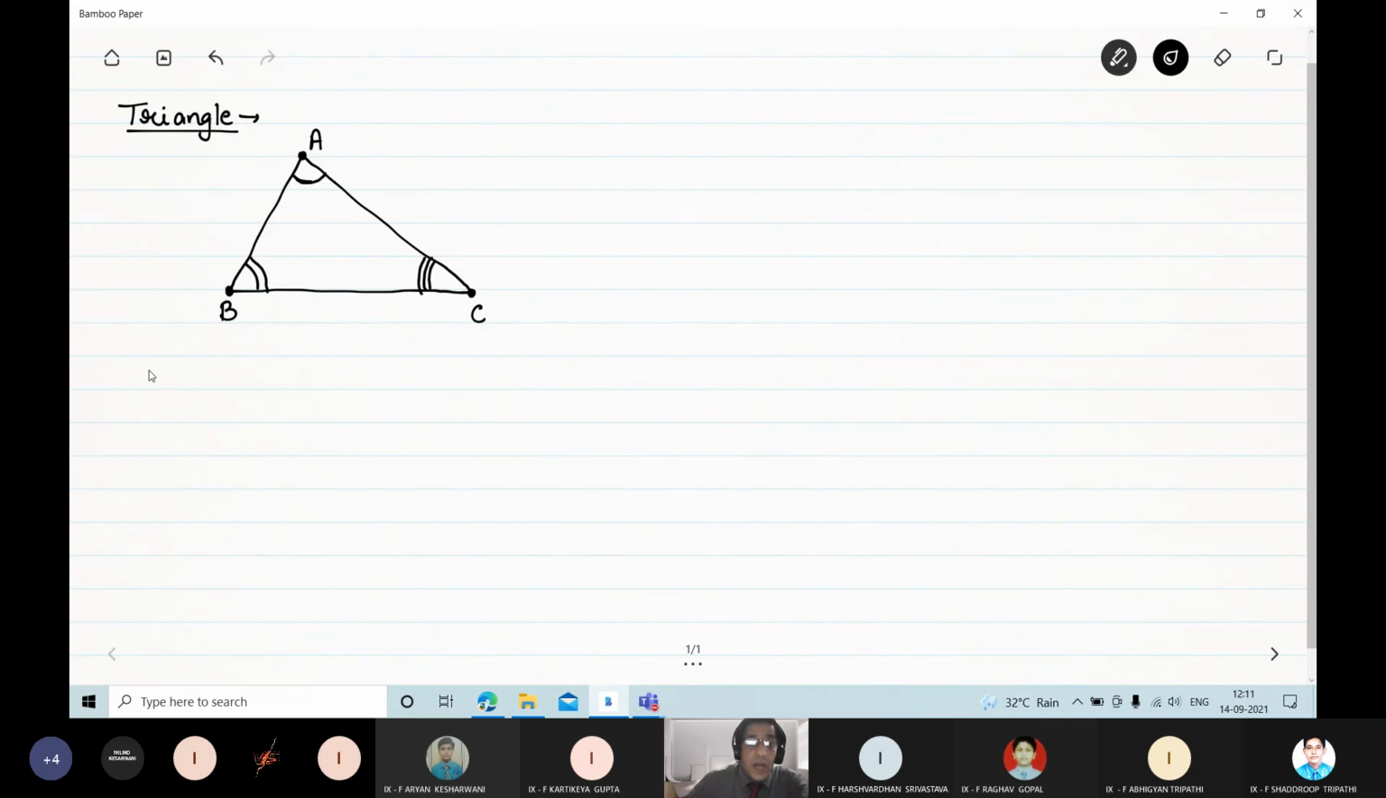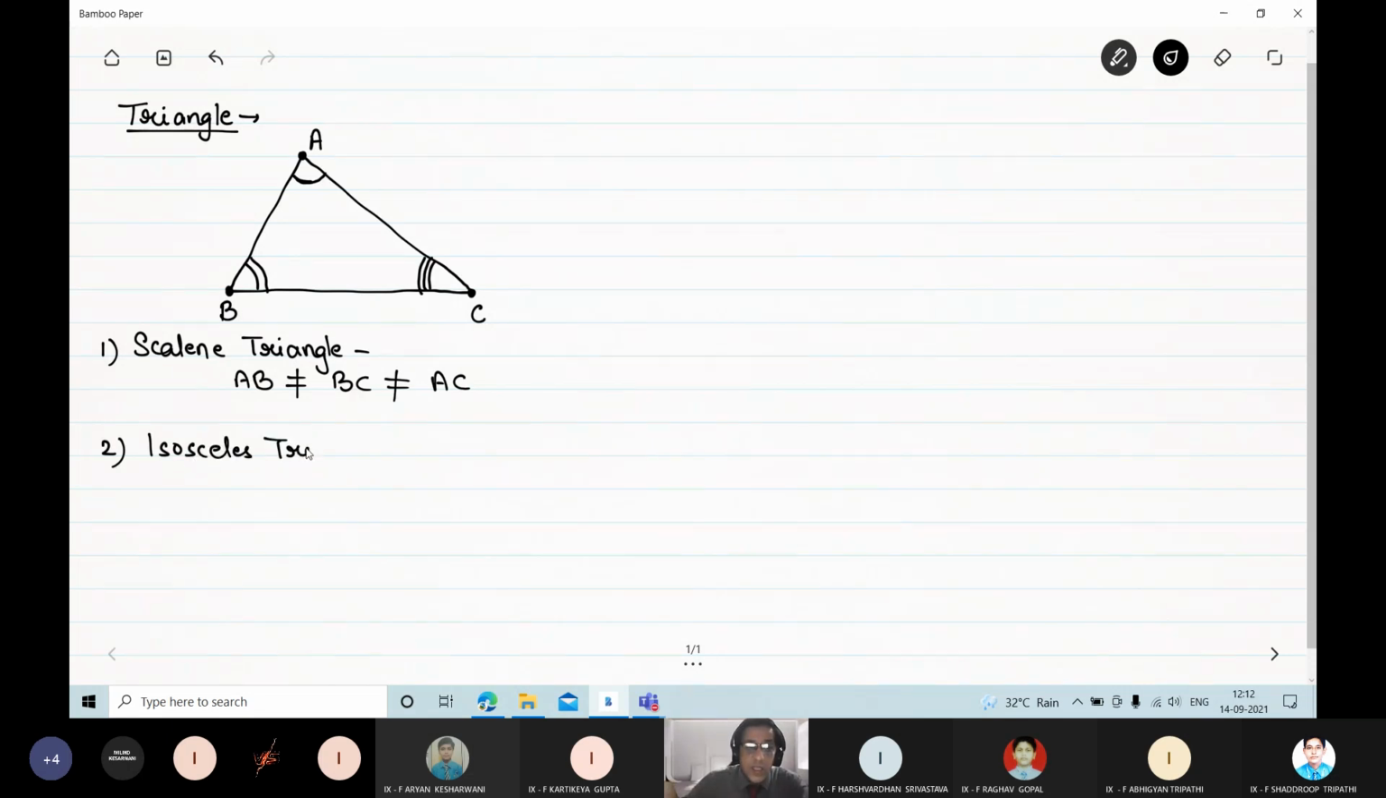Now we have already studied the classification on the basis of the sides. The first type of triangle is a scalene triangle. What is a scalene triangle? One in which all the 3 sides are of different length, so the length of AB is not equal to BC and is not equal to AC. The second type is called an isosceles triangle.